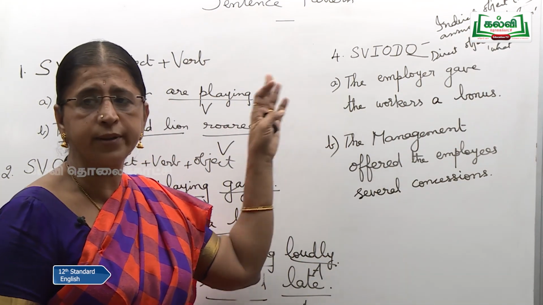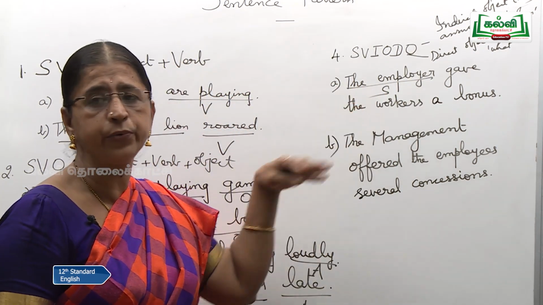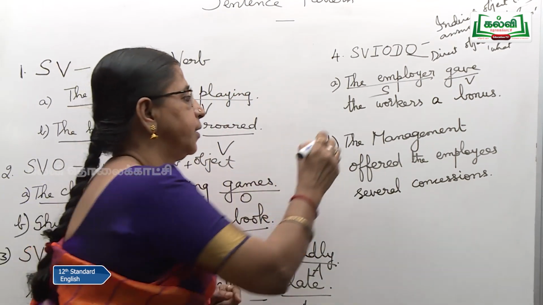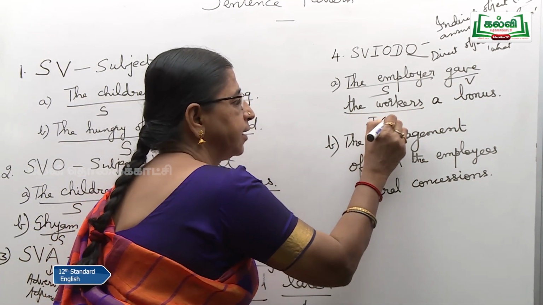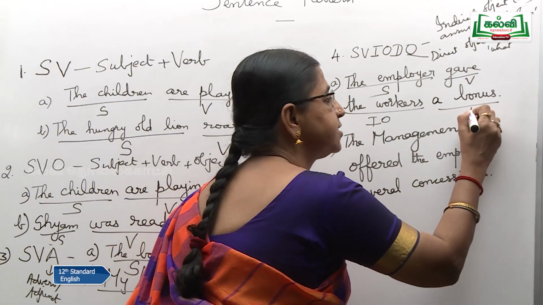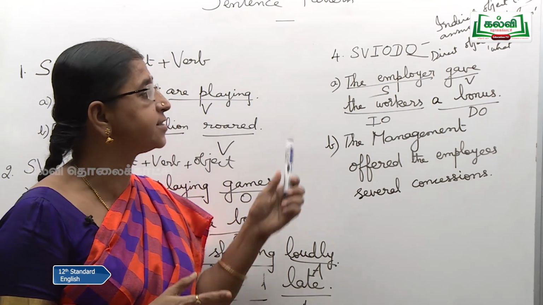Who are we talking about? The employer. The employer, subject. What did he do? Gave. So, verb. The employer gave whom? The workers. Indirect object. The employer gave what? A bonus. Direct object. Now, try converting this sentence into the passive.